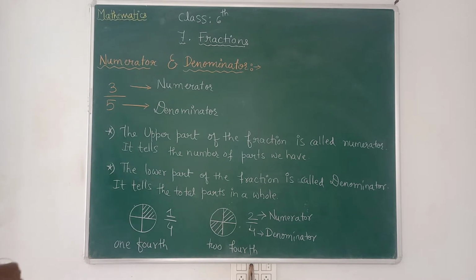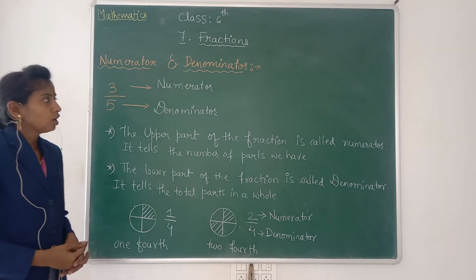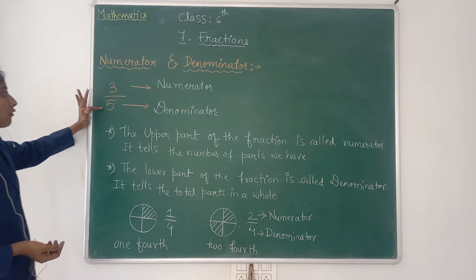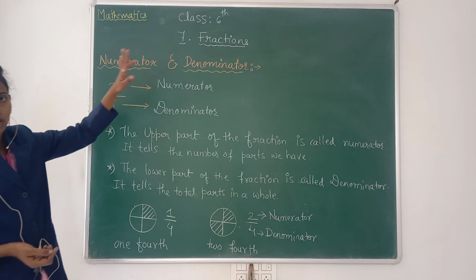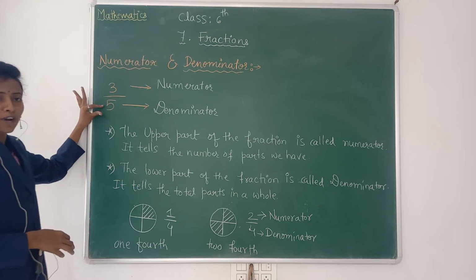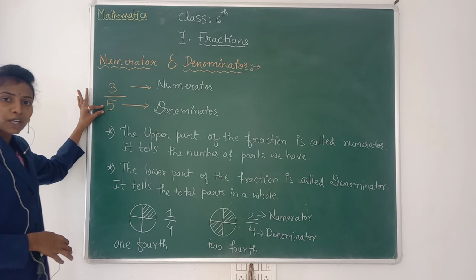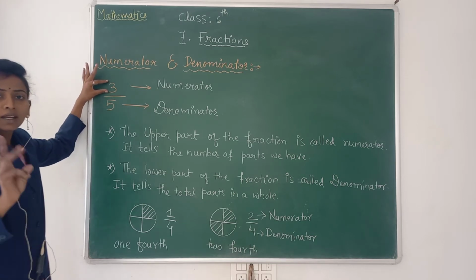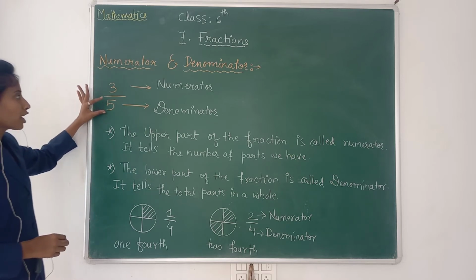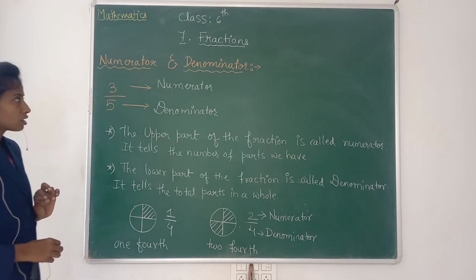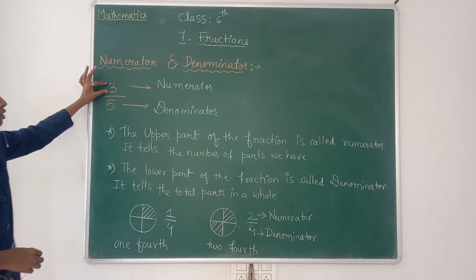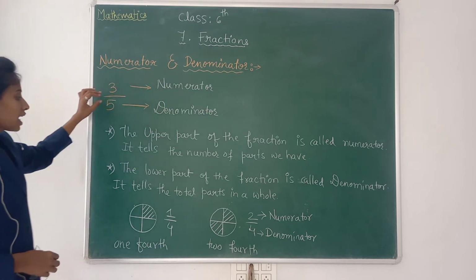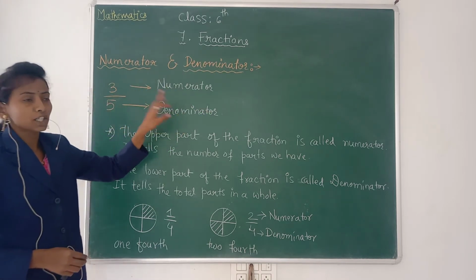Next is the numerator and denominator. What is meant by numerator and denominator, we will see. Here 3/5 is called a fraction. In an object we have made 5 equal parts, and we are considering only 3 parts. So 3/5 is called a fraction. The upper part is called the numerator, and the lower part we call the denominator.